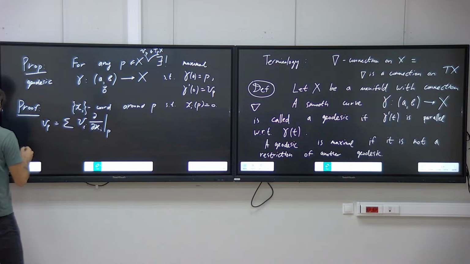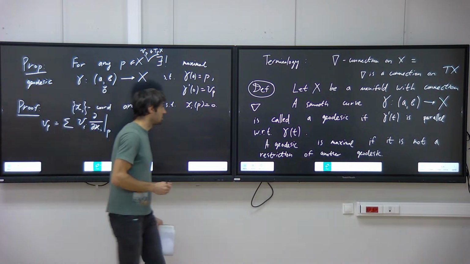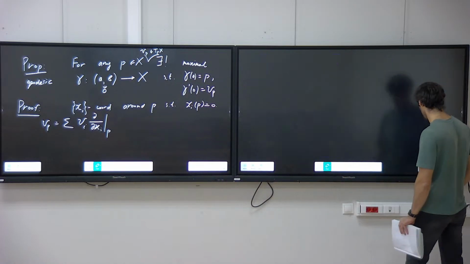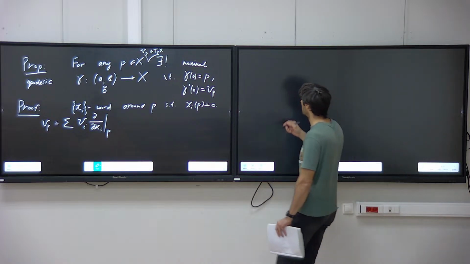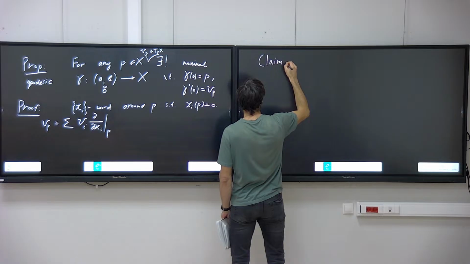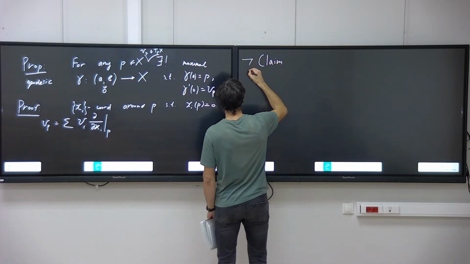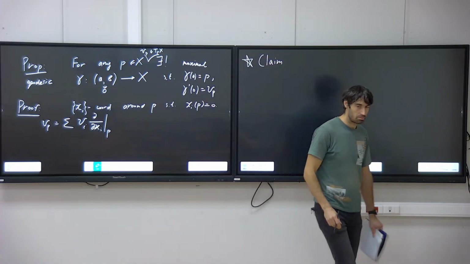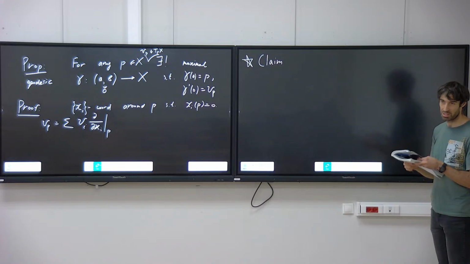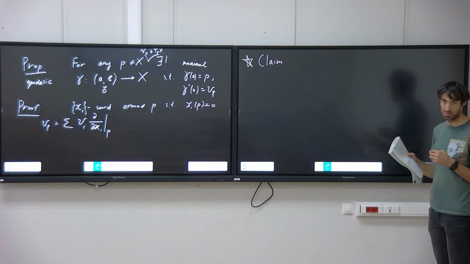Okay, so now I need a certain claim. I will jump to another board. So, claim. I will refer to this claim as claim star, and I will refer to it not only in this proof. So this claim is the main reason I go into details.